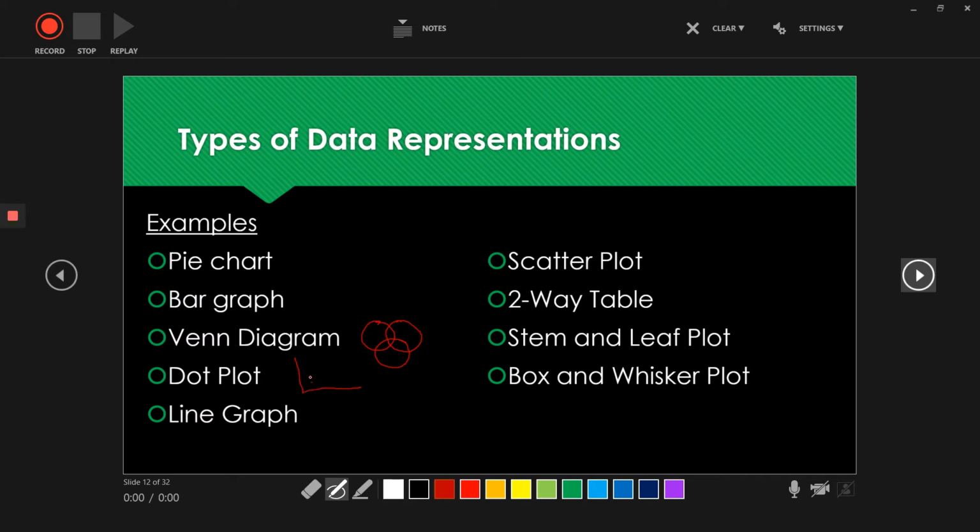A dot plot, that's when you graph individual data dots, right? A line graph is when you have a line, like the stock market is often represented by a line graph. Scatter plot is similar to a dot plot. A two-way table, right? We saw those in the last unit. Stem and leaf plot. So a stem and leaf is when you list your categories down here, and then you have the number represented this way, right? And then a box and whisker plot looks like this, and we'll learn how to do those later in this unit.